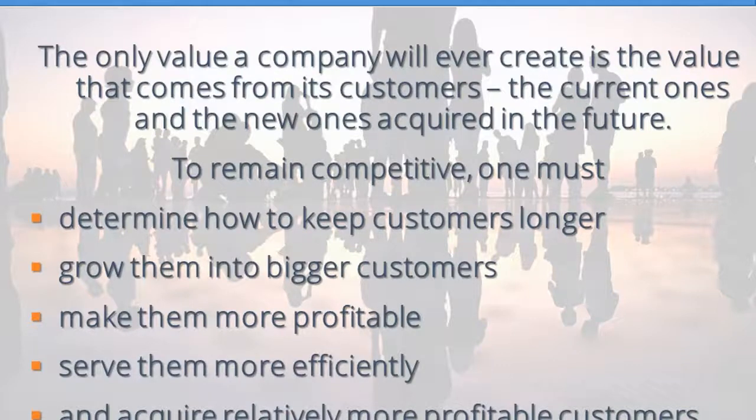So to remain competitive, one must determine how to keep customers longer, grow them into bigger customers, make them more profitable, serve them more efficiently, and acquire relatively more profitable customers like your existing ones. But there's a problem. There's a couple of problems. One, most accountants are not measuring customer profitability. They stop measuring only at the product gross profit margin line. They don't go below it for the selling, distribution, customer service, and the like.